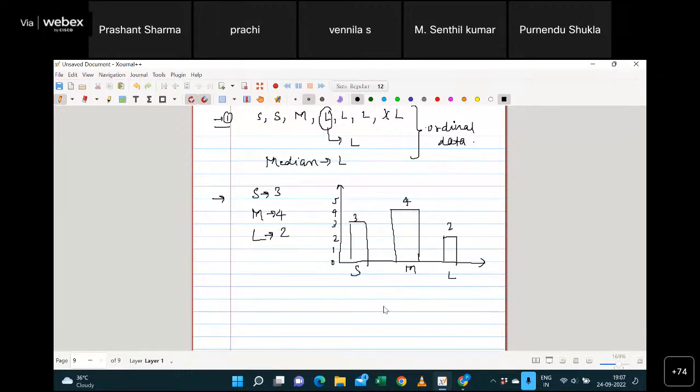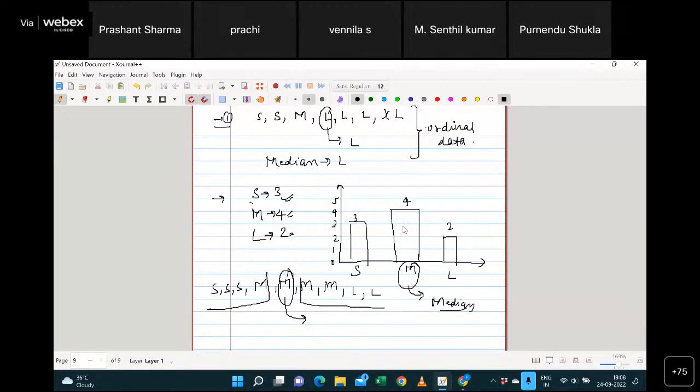Median is medium. How did you identify this? Sir, because it is in ordinal form. And one more thing, please see. How many observations do we have in total? 3, 4, 7, 7 to 9. 9 observations, right? If I remove 4 from each side, the middle most observation will be this one. So I can remove these 4 and those 4, and the middle most observation is the median. So medium size t-shirt is the median of the data set.